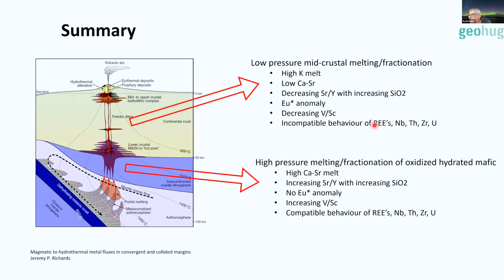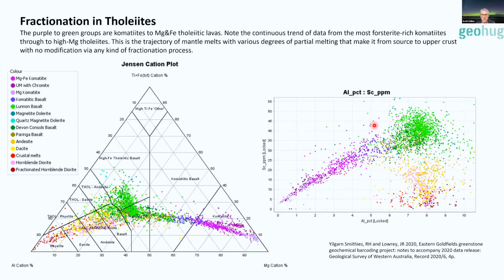Okay, next I'm going to talk about tholeiitic magmas. I'll go through this fairly quickly because we're pressing on in time a bit. This is the same barcode data set, and this is the standard Jensen cation plot that everybody would use. Something I've plotted here is scandium against aluminium.